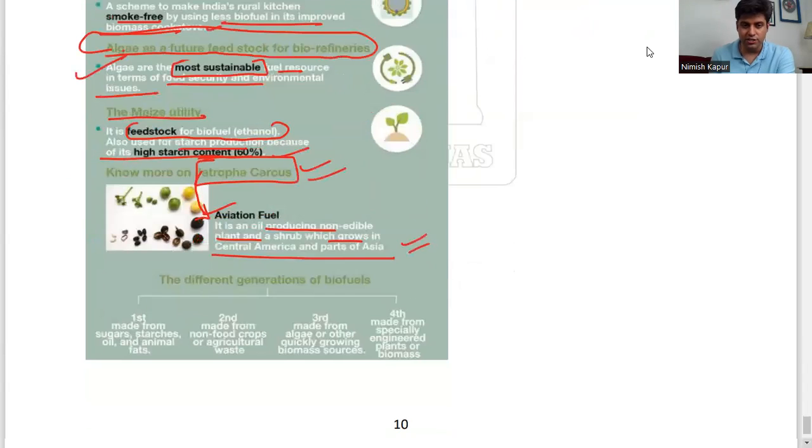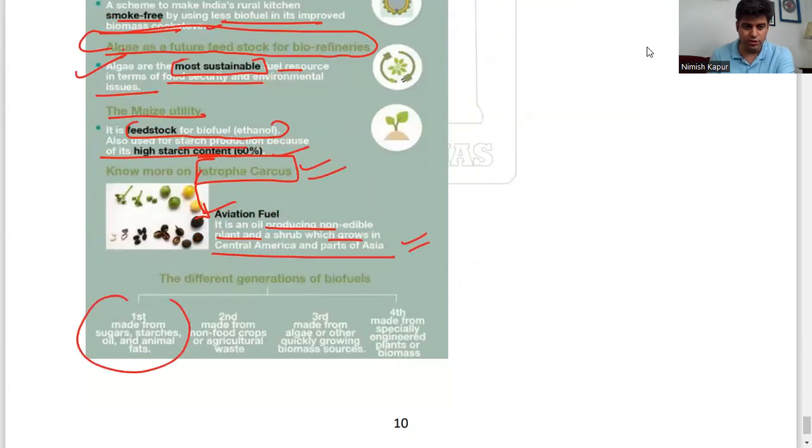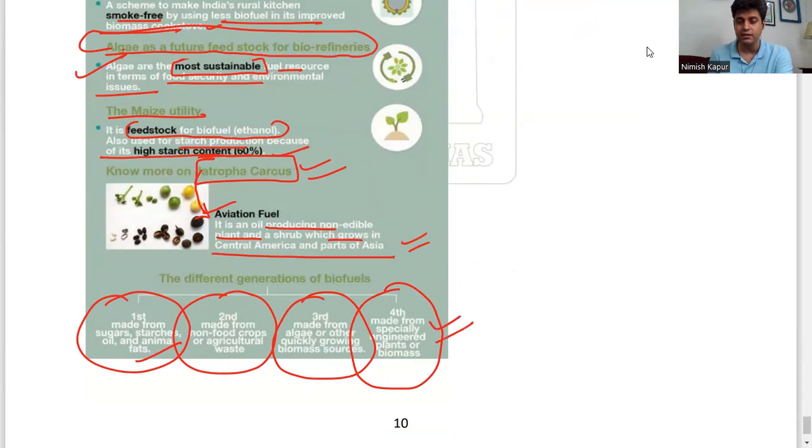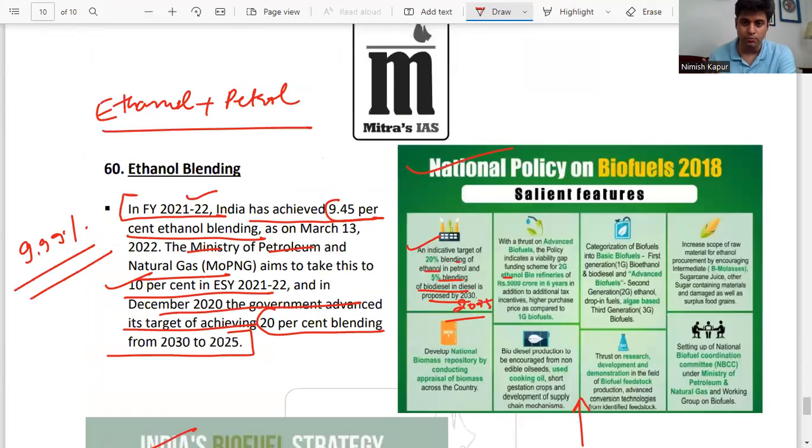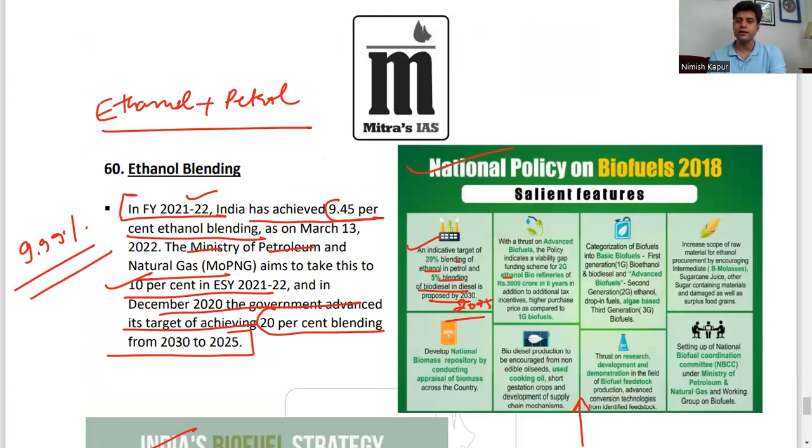So there are different generations of biofuels. First generation biofuel is made from sugar, starches, oil and animal fats. Second is made from non-food crops or agricultural waste. Third is made from algae or other quickly growing biomass. Fourth is made specially from engineered plants or biomass. So this is what you should be aware of: India's ethanol blending and the national policy on biofuels, right?